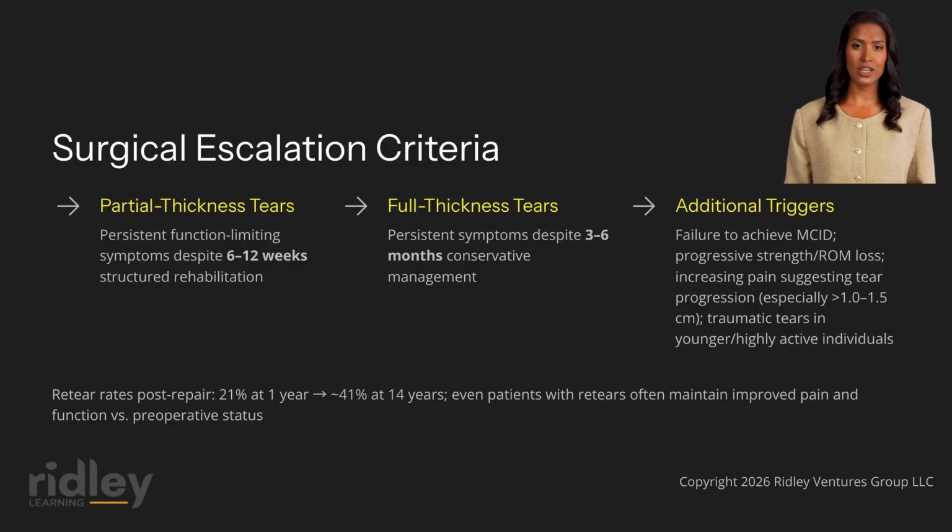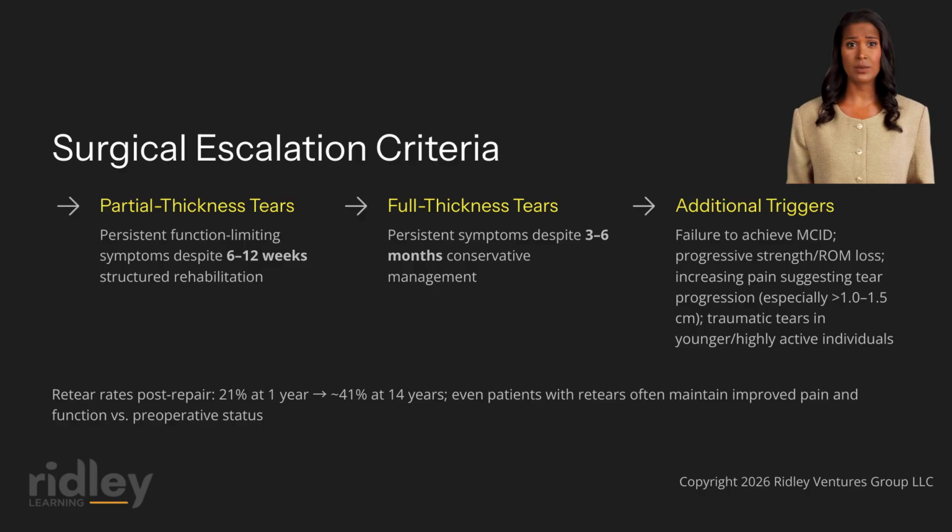Rehabilitation professionals should help ensure timely referral to surgical consultation when conservative management fails to produce adequate improvement. Specific escalation criteria include persistent function-limiting symptoms despite 6 to 12 weeks of structured rehabilitation for partial thickness tears or 3 to 6 months for full thickness tears.